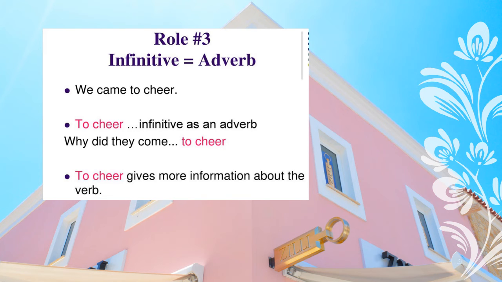If in your adjective it comes after the noun it modifies, here your infinitive to cheer comes after the verb. Okay, so your verb here is came. So therefore, to cheer here is an adverb. It modifies the verb came.